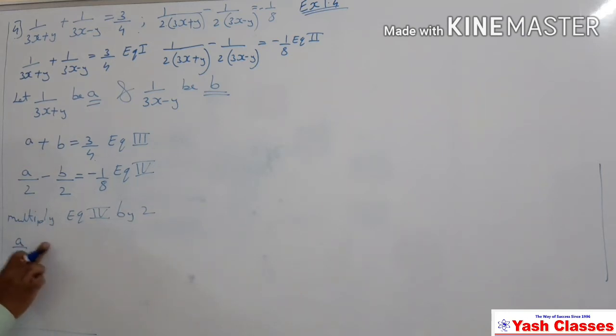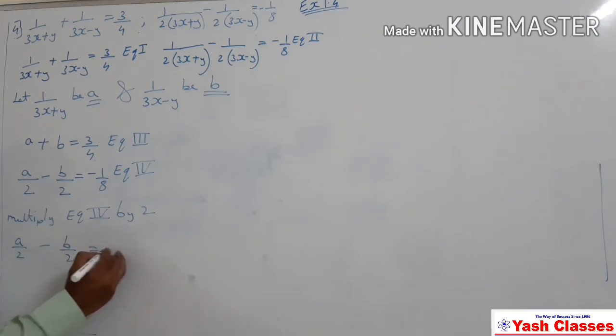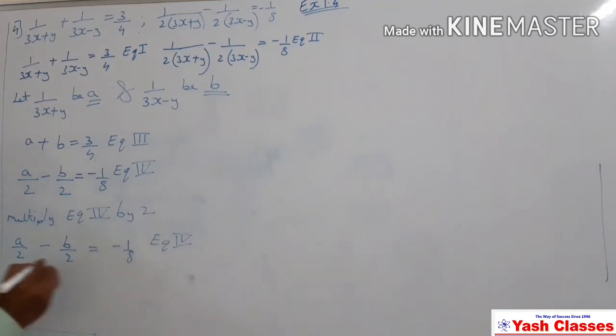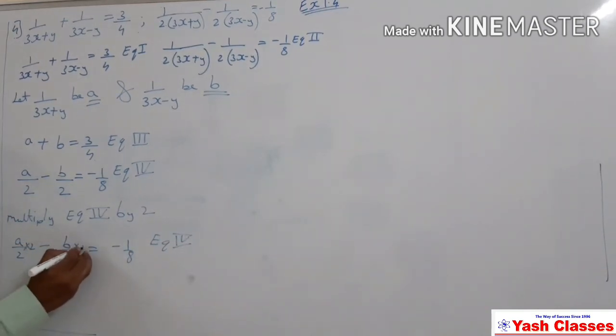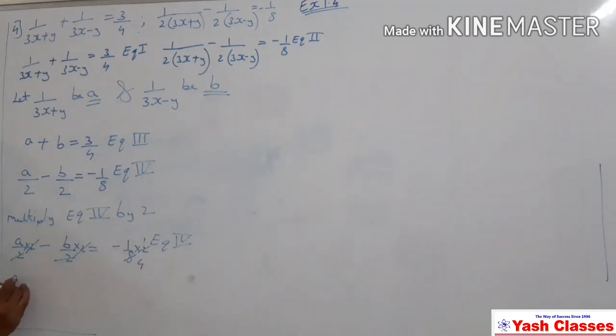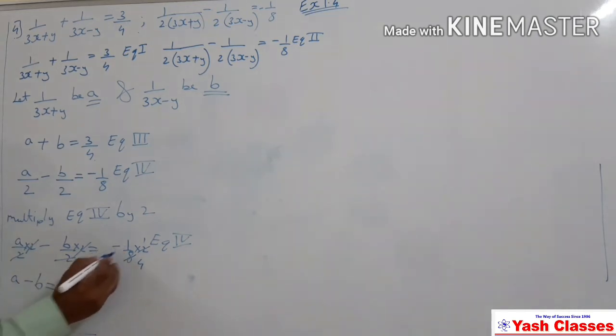See here, first you have to write your equation. A upon 2 minus B upon 2 is equal to minus 1 upon 8. This is your equation number 4. Now multiply by 2. 2 and 2 cancel. 2 ones are 2, 2 fours are 8. A minus B is equal to minus 1 upon 4. This is your equation number 5.